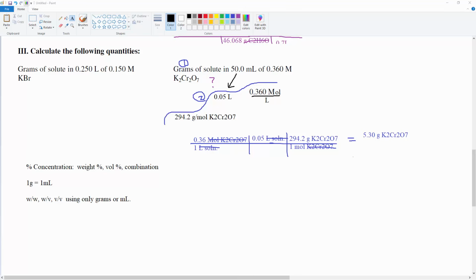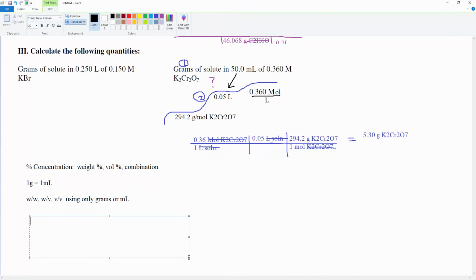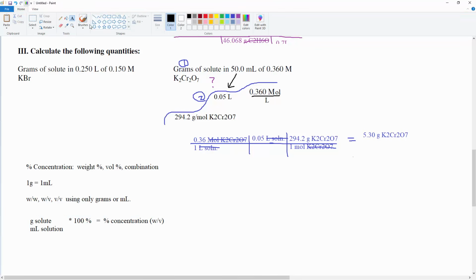Does that make sense? So you can take grams solute divided by milliliters solution, and then multiply the whole thing by 100%. And this gives you a percent concentration, and sometimes they'll say W over V to indicate what units were used to arrive at that result. Does that make sense?